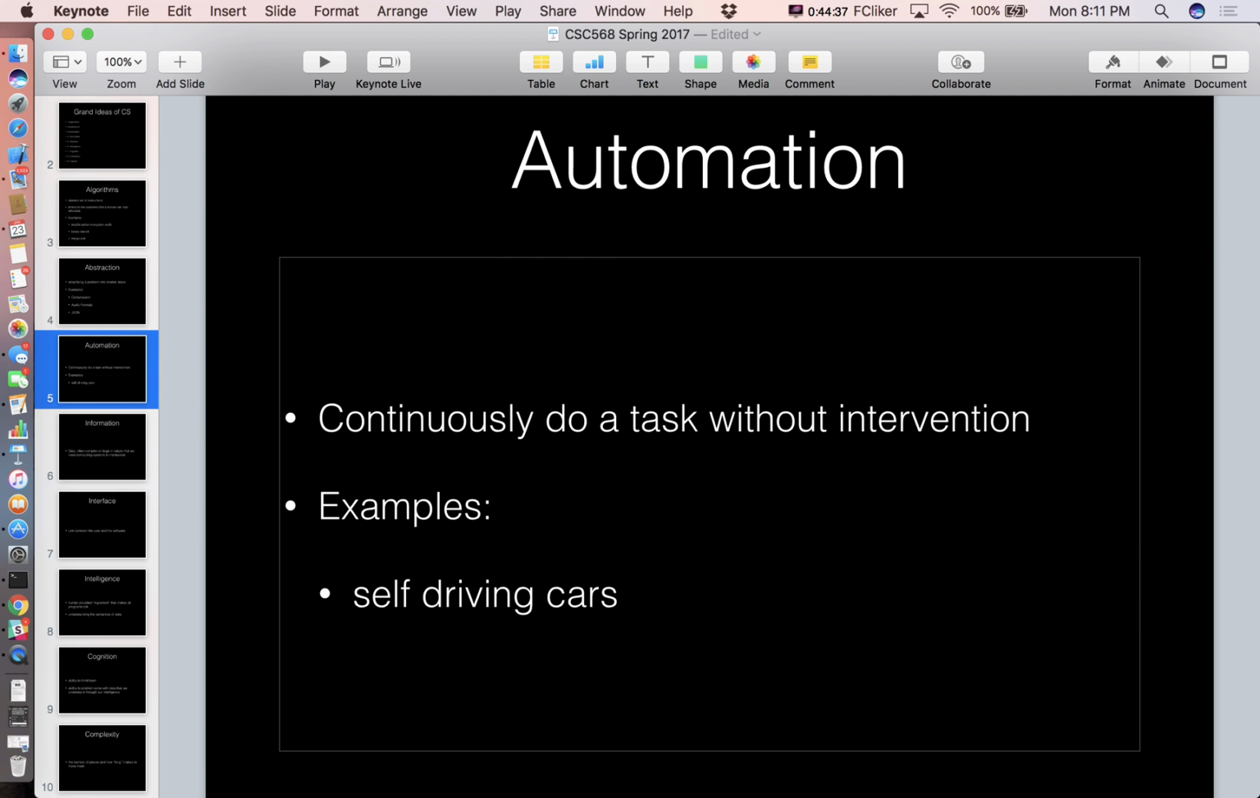That's cool. I didn't realize my cousin helped. Self-driving cars, I think, would be a cool example of automation. What else? Any other examples of automation?